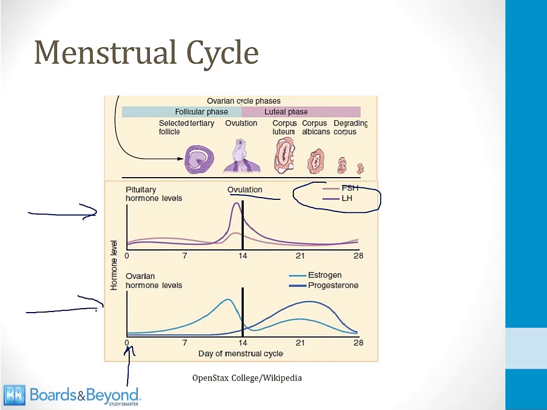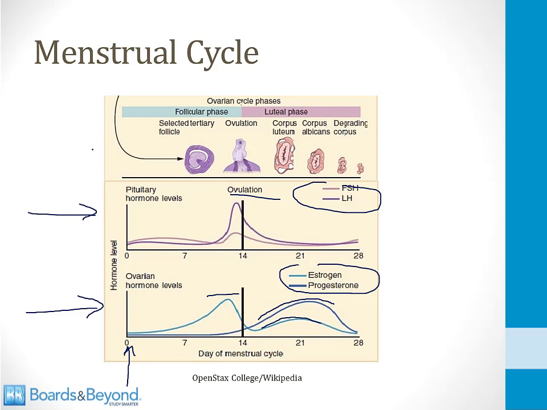On this graph is shown the changes in the levels of estrogen and progesterone. Estrogen levels spike just before ovulation and then fall after ovulation. Following ovulation, there is a gentle rise in the estrogen level and a much greater rise in the progesterone level. And we'll talk about why all of these hormonal changes occur in the next few slides.